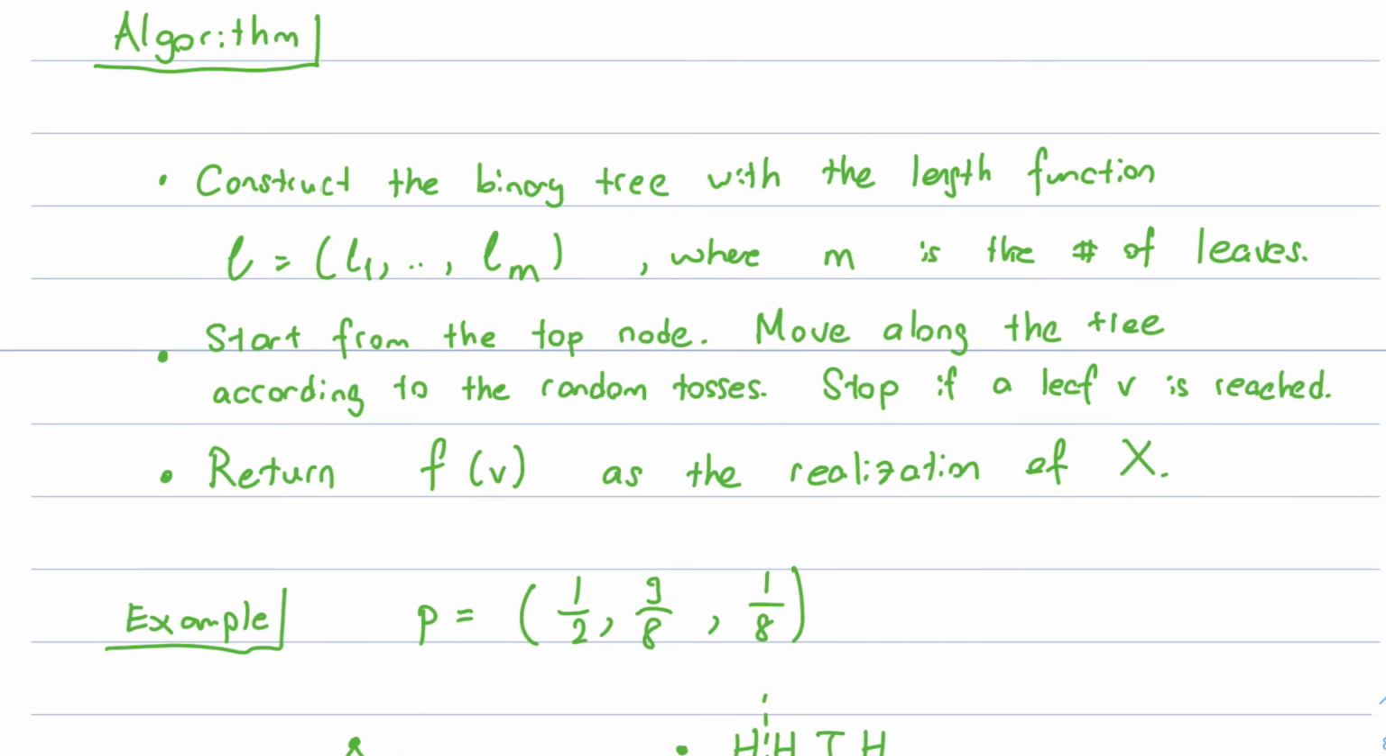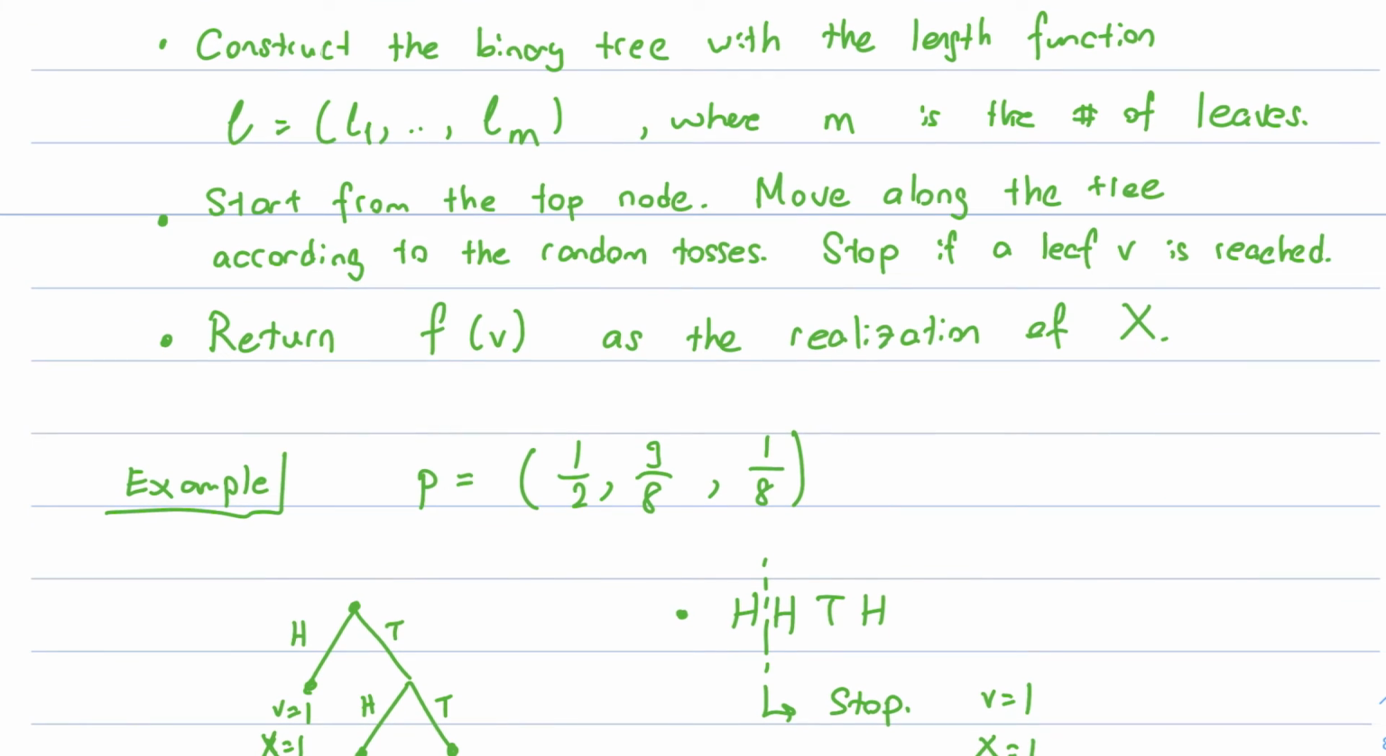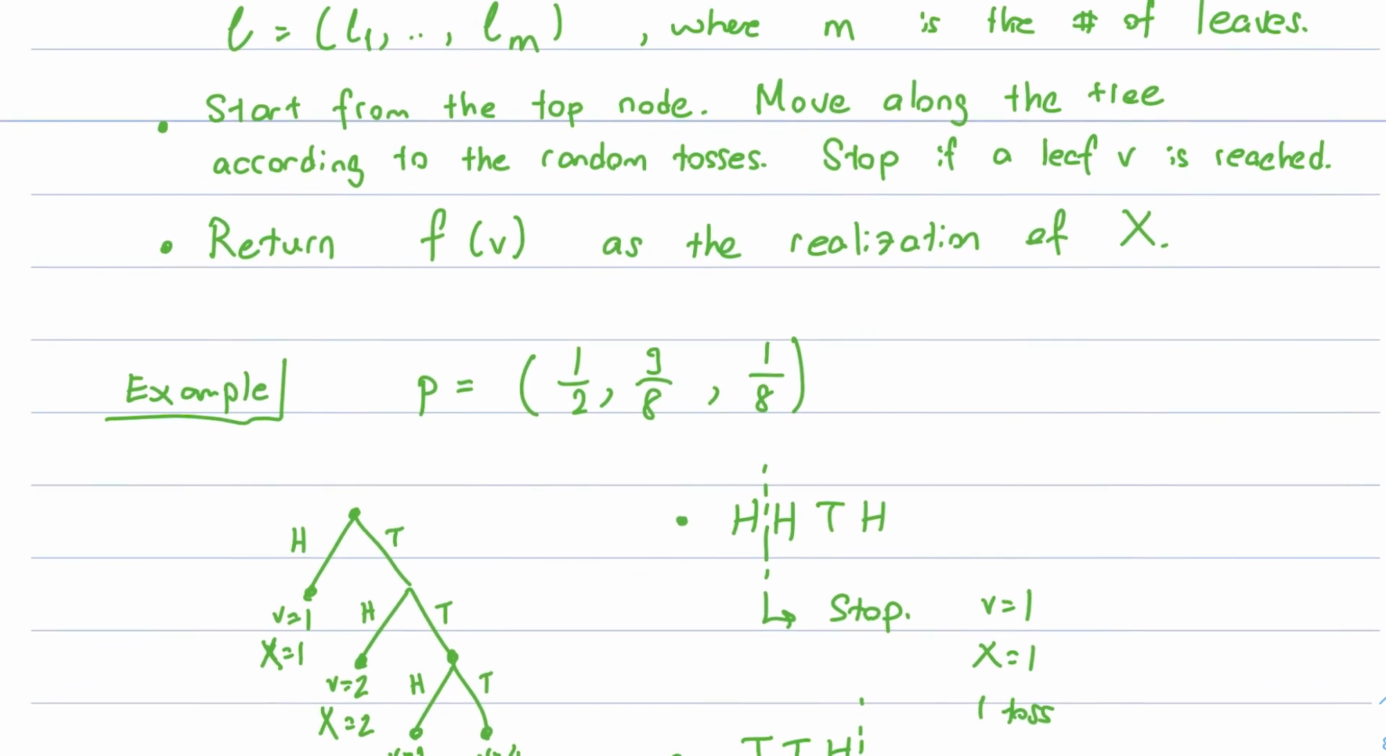So let's summarize the algorithm. We construct the binary tree with the length function L by writing down the binary expansions of each p_i. We start from the top node and we move along the tree according to the random tosses. And we stop if a leaf v is reached. And we return the function f of v as the realization of X.